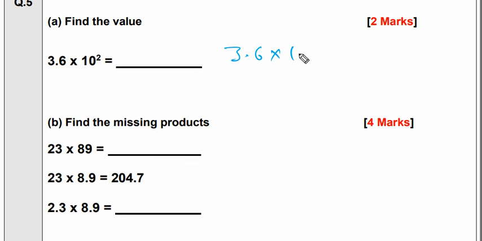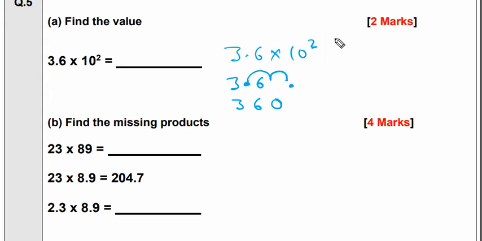3.6 times 10 to the power 2. When you have power 2, in 3.6 this point will move 2 places. 1, 2. So your point is here now. This point is moved 2 places because of 10 to the power 2. 3, 6, and here the empty place is 0.